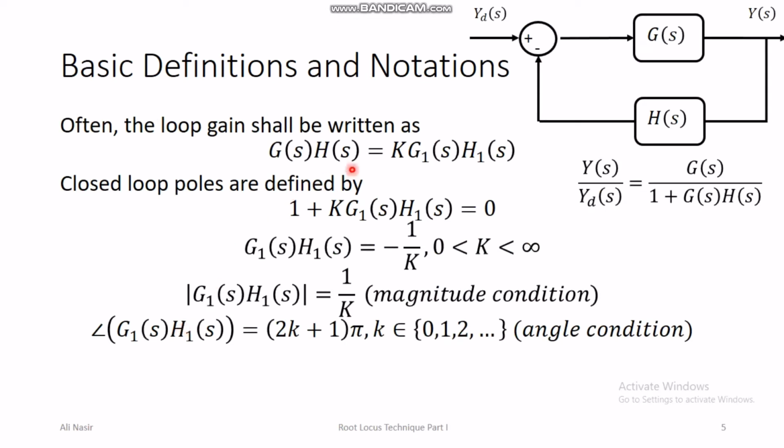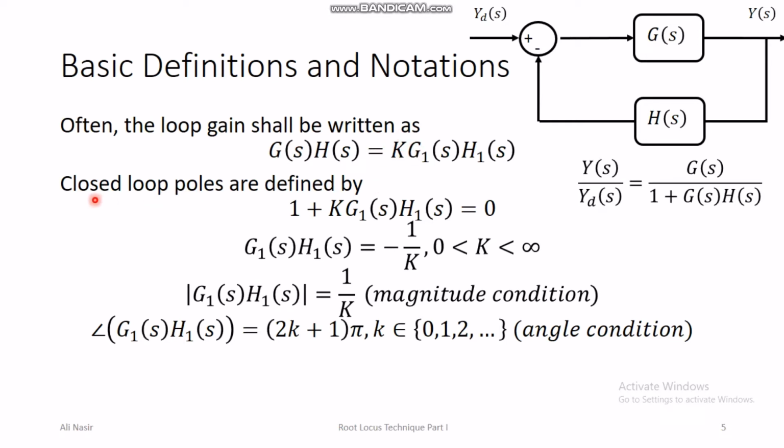And if we go into further basic definitions and notations, this G(s)H(s) we shall refer to as the open loop gain, and it can be written as some constant K times G1(s) and H1(s). So this K is sort of like the multiplying factor. If you multiply G1 and H1 with K, then that becomes G into H. So it basically depicts the magnitude in some sense.